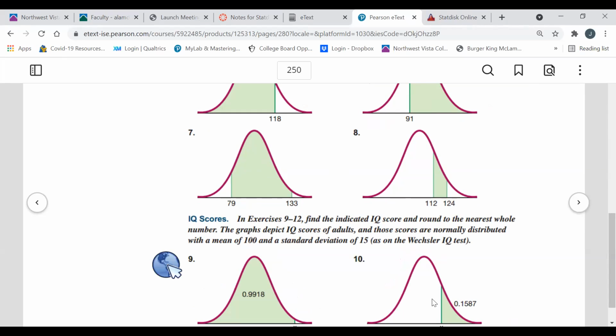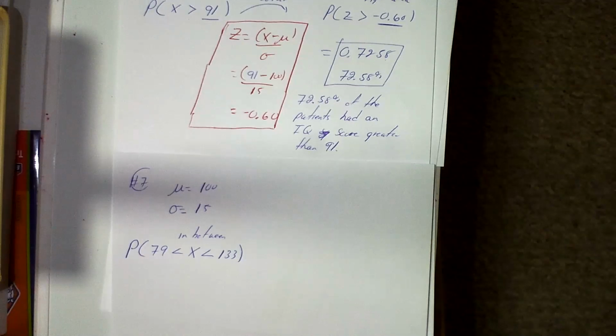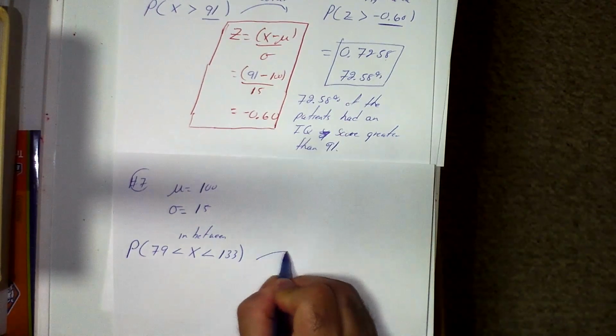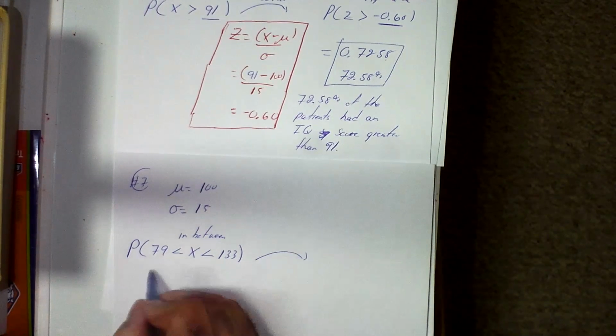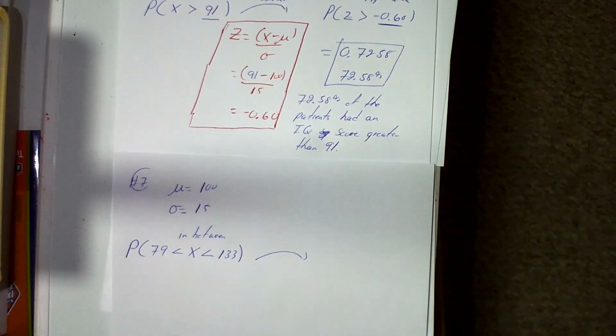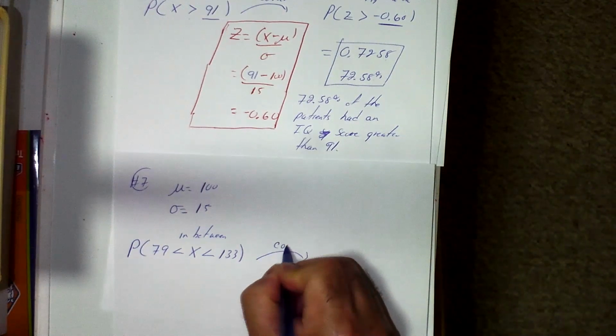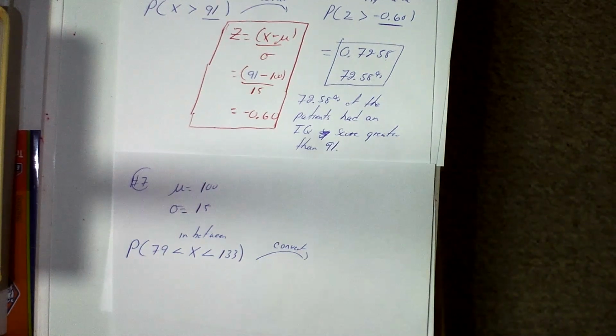Okay, let's see. Let me share with you what I wrote down. And this is how you write a probability as an in-between. Okay, so we're going to do our conversion now. Because this probability has two numbers, I have to use a formula twice. One for the 79 and one for the 133. I've got to convert both of them.